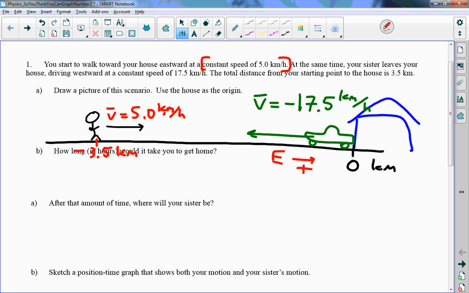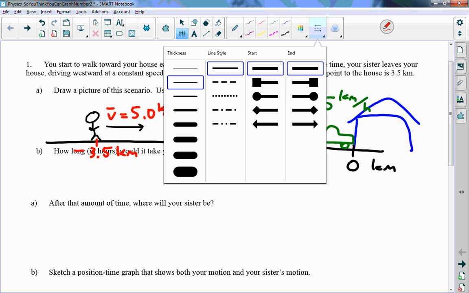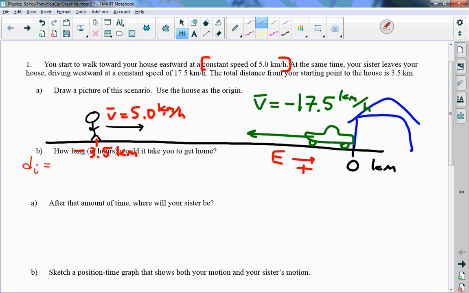Now, as I'm solving the first part of the problem, let's write down the givens. I know my initial position is negative 3.5. I am walking home, so my final position is 0. I already wrote my speed, so it's redundant to keep writing it. That's positive because I'm going in the positive direction. And I am trying to find the time it's going to take me.